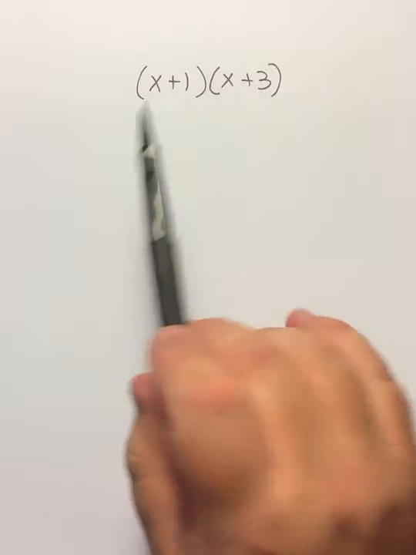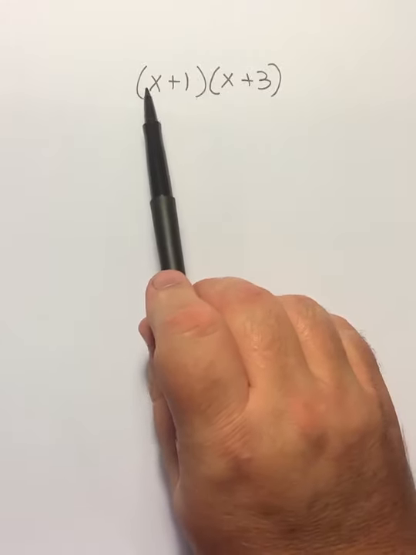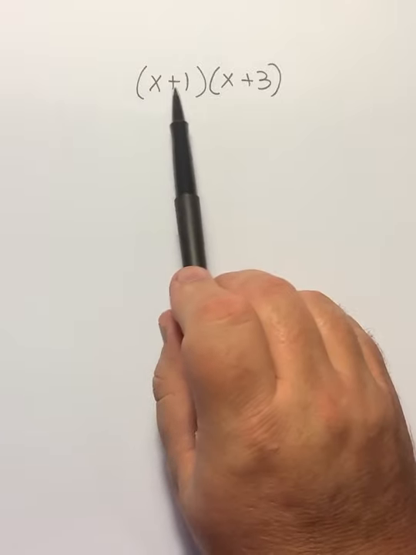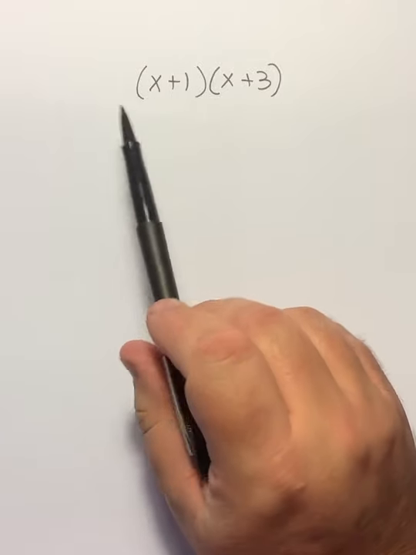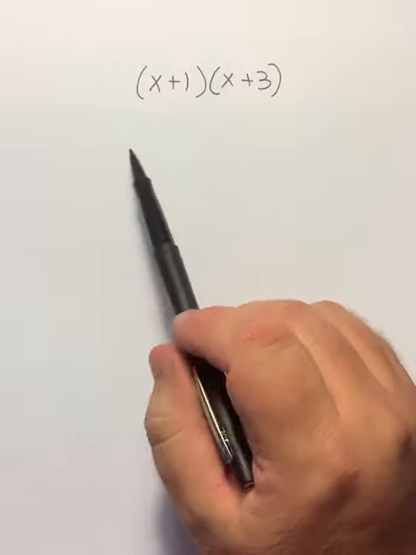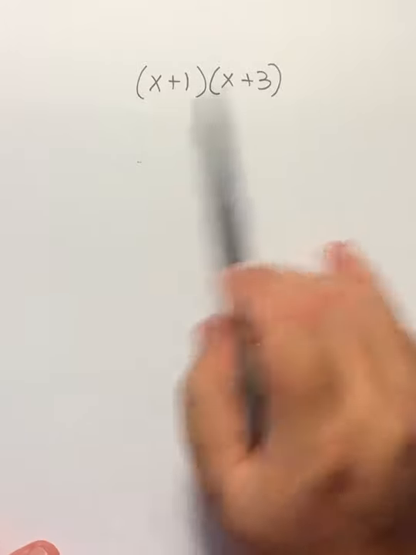For this tutorial lesson, we're going to learn how to multiply binomials. In this case, a binomial means it is a term that has two things in it. So we call it binomial, meaning it has two names or two parts. So we're going to multiply two binomials together.